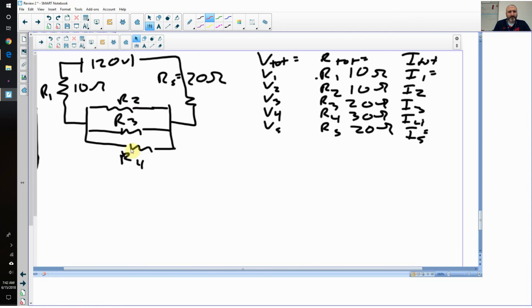Last one. This is kind of fun again. My total voltage again is 120 volts, and I don't know either the total resistance or the total current, but I can figure them out. And the bell's going to ring in a second, so I'm going to pause this.